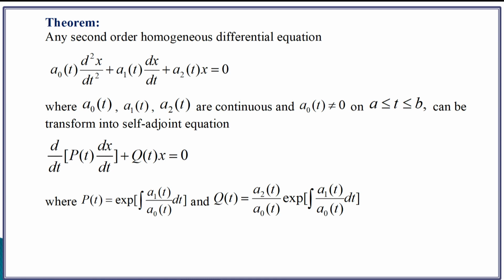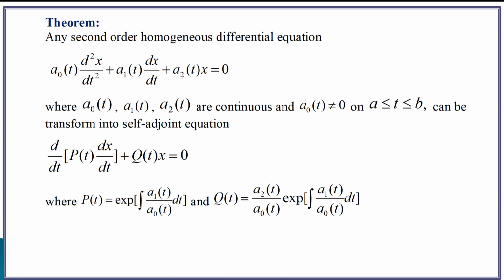Now let's see a theorem related to this. Any second order homogeneous differential equation where the coefficients satisfy these conditions, we can write the given equation in the form of its self-adjoint equation. So basically this theorem states that any given second order linear homogeneous differential equation can be transformed into a self-adjoint equation if we apply proper transformations.